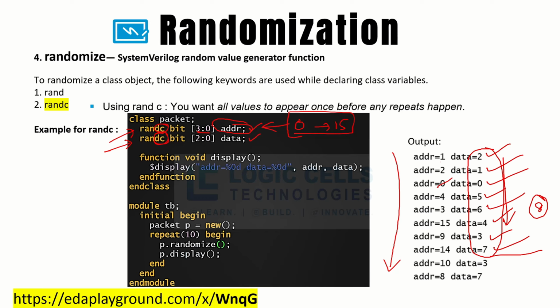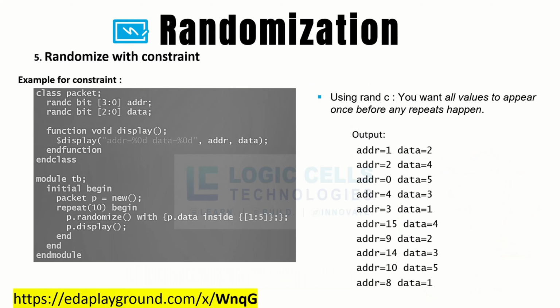We have 0, we have 1, we have 2, we have 3, we have 4. There is no 5, not generated 6, not generated 7. 8 is there, 9 is there, 10 is there, 11 is not generated, 12, 13 not generated, 14, 15. All are unique values, correct? It means at least 16 iterations are required to get all values. This is how RAND C works. Until we cover all the possible cases at least once, the value will not repeat. In such cases, you can use RAND C.